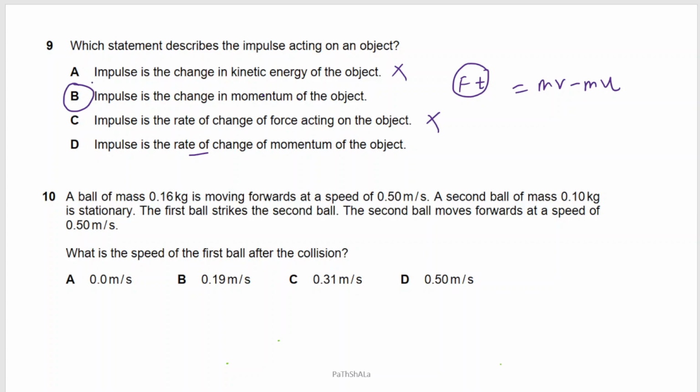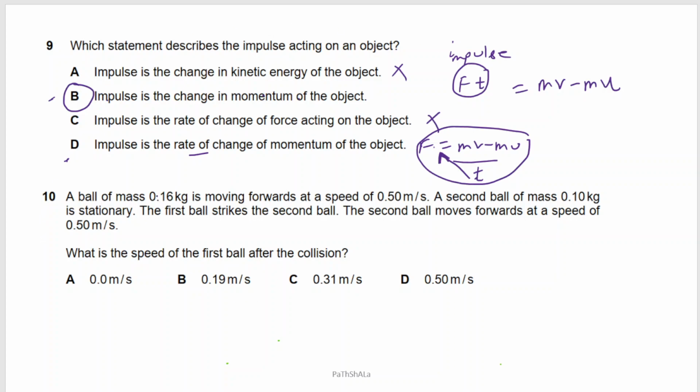If I am saying what is the difference between B and D, they are saying rate of change. In this case, they are saying (mv minus mu) upon t. So this is not impulse. Impulse is force into time. If you are dividing by time there, it is not impulse; if we take the time term out, then it becomes impulse. So impulse is basically this term. Impulse is Ft, the product of force and time. So the correct answer is B.